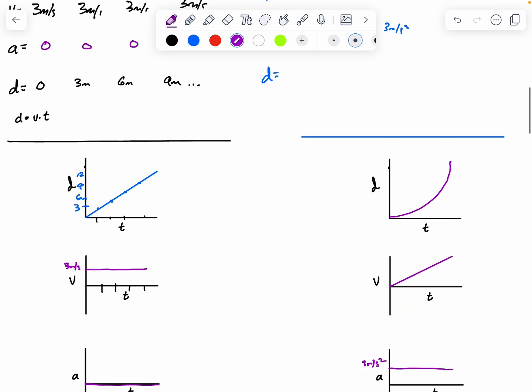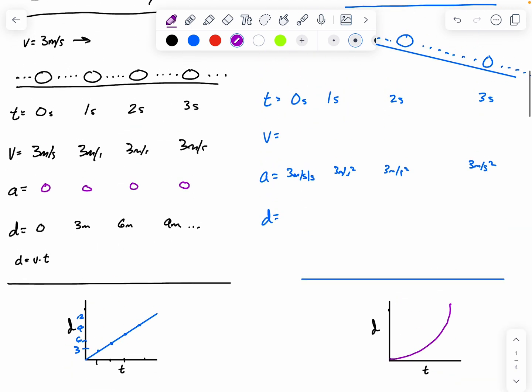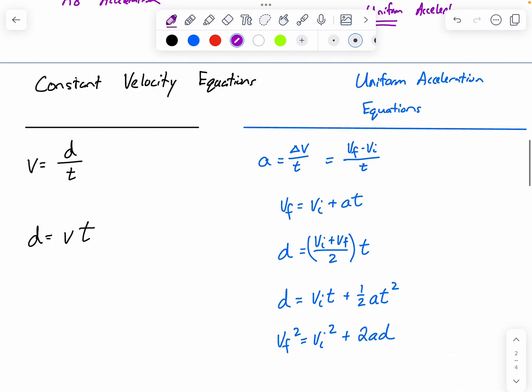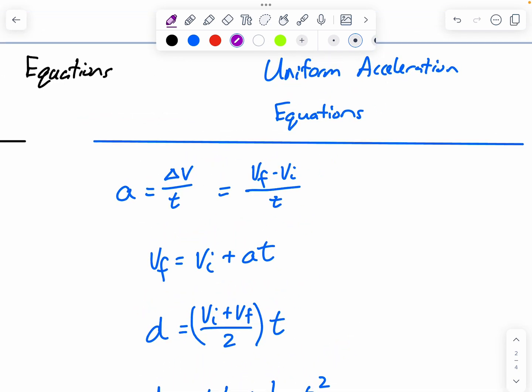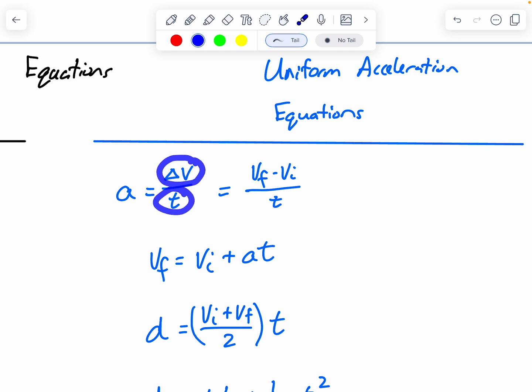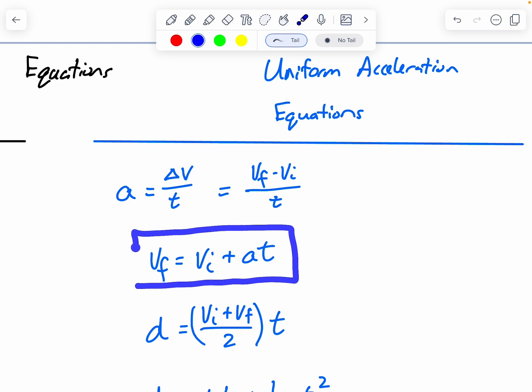All right, so how do we calculate for this? Well, there's a couple different ways, but I want to go back to the definition of acceleration when we talk about our equations. Acceleration is, by definition, the change in velocity over time. So change means the final minus the initial, divided by the time. I can rearrange that and get an equation that solves for final velocity, where my final velocity is equal to the initial velocity plus acceleration times time. Now let's see that in action.